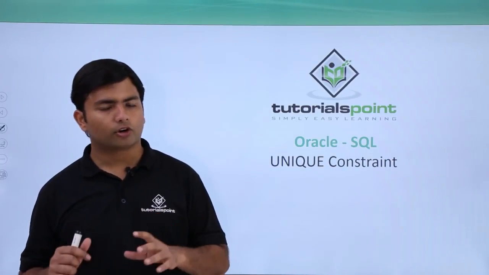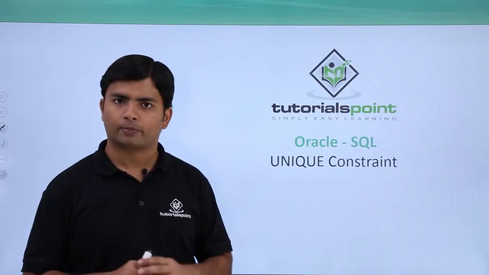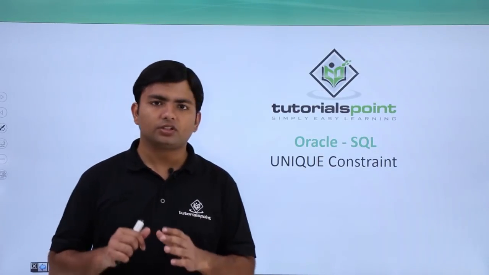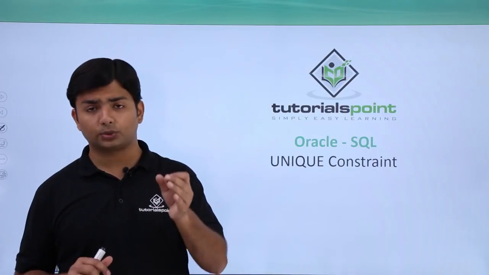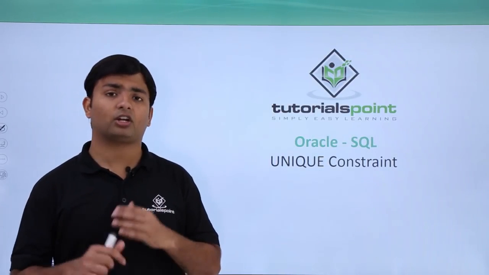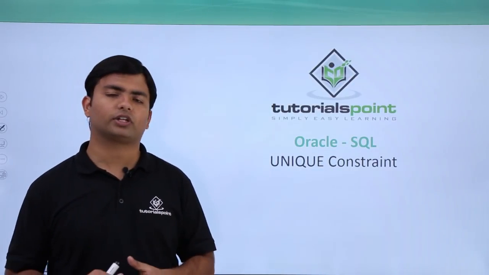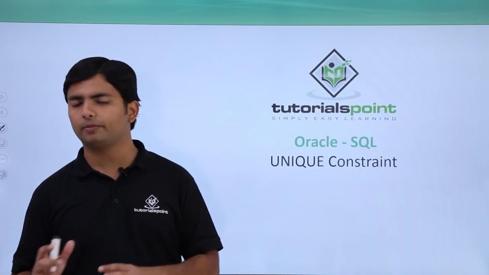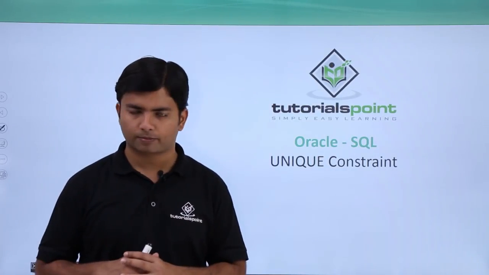In this video of Oracle SQL, we will cover the unique constraint. A unique constraint is used to ensure that a particular column has a unique value, meaning a non-duplicate value. You can easily apply the unique constraint on a field like mobile number or email ID in which you don't want any duplications.